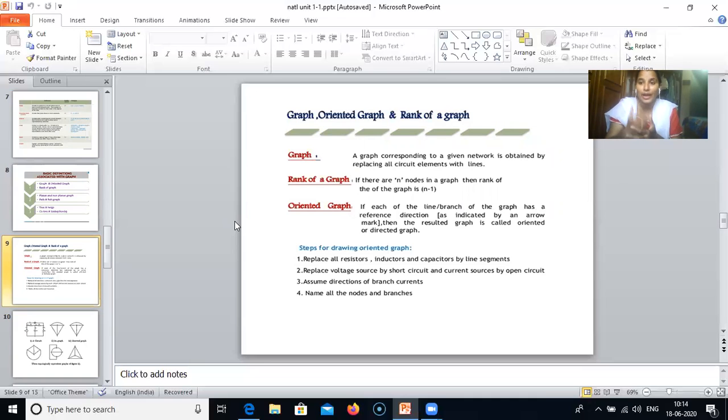Next one is the rank of a graph. So if there are n number of nodes in a graph, the rank of the graph will be equal to n minus 1. Okay. Oriented graph, we know, so every branch will have some direction. So indicate the direction of the current flow by the arrow marks. Okay.